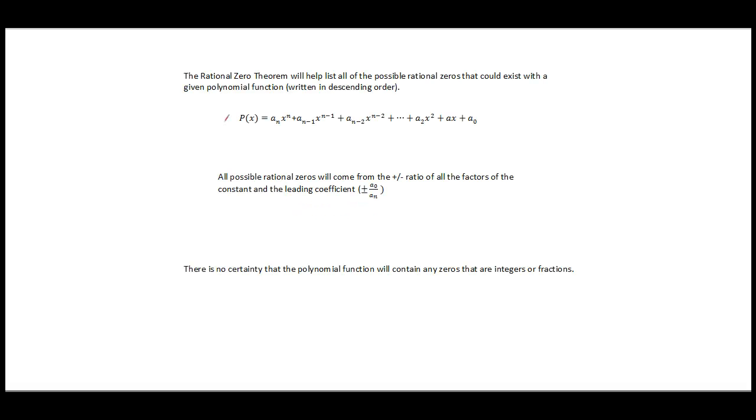Welcome. This video will be about the rational zero theorem. The rational zero theorem will help list all the possible rational zeros that could exist with a given polynomial function. All possible rational zeros will come from the plus or minus ratio of all the factors of the constant and the leading coefficient. There is no certainty that the polynomial function will contain any zeros that are integers or fractions.